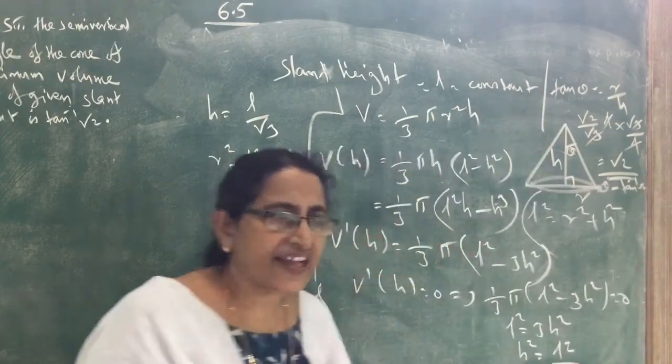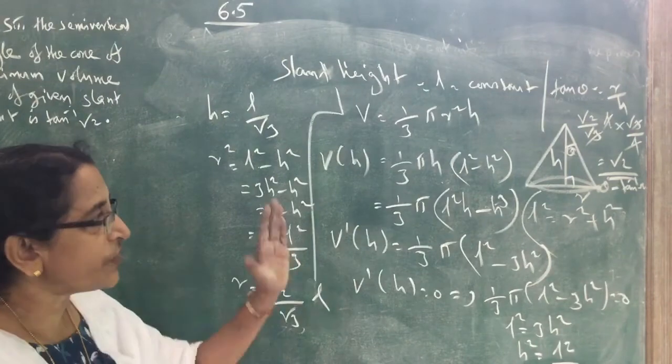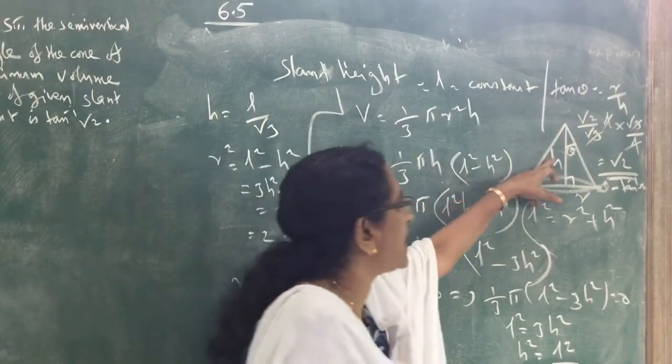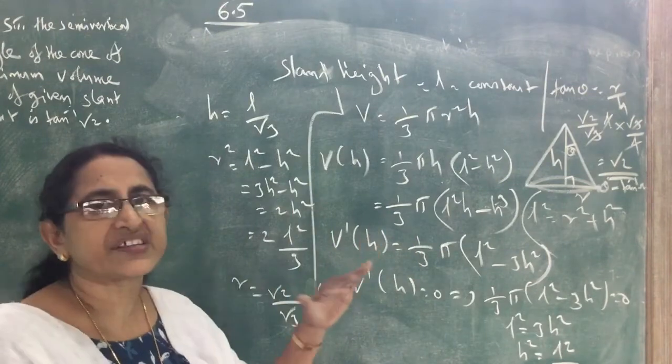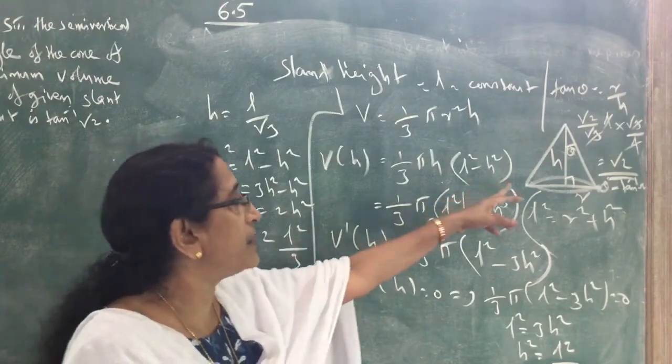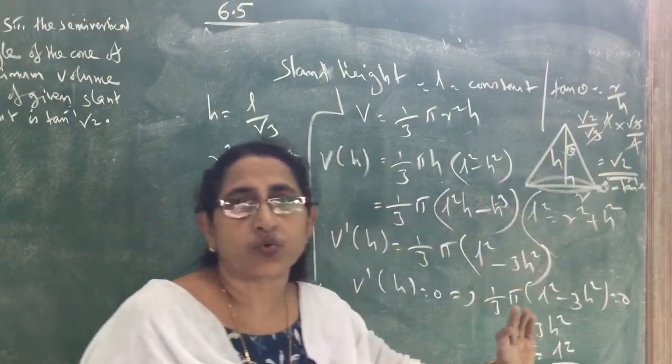So we got theta equal to tan inverse root 2. So we got semi-vertical angle theta is equal to tan inverse root 2. We proved that. So when the volume of the cone is maximum, semi-vertical angle theta equals tan inverse root 2. We proved that. Okay.